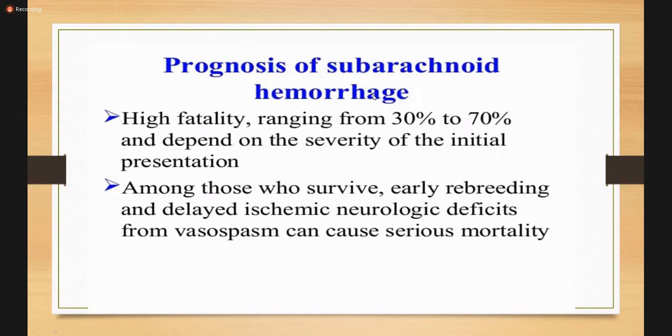What is the prognosis of subarachnoid hemorrhage? It has high fatality, ranging from 30 to 70%, and depends on the severity of the initial hemorrhage. Among those who survive, early rebleeding and delayed ischemic neurological deficits from vasospasm can cause serious mortality.